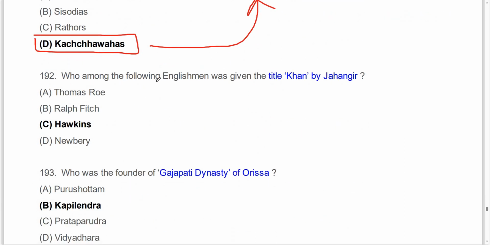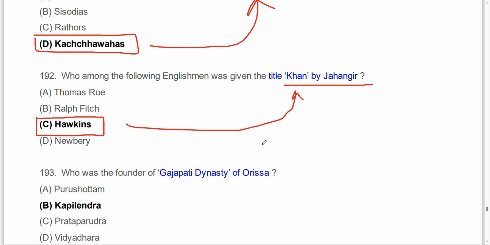Moving on to the next question, which of the following Englishmen was given the title Khan? William Hawkins. Actually, not Khani Jahan, that was a mistake. The title Khan was given to Hawkins by Jahangir. William Hawkins was given the title Khan by Jahangir.